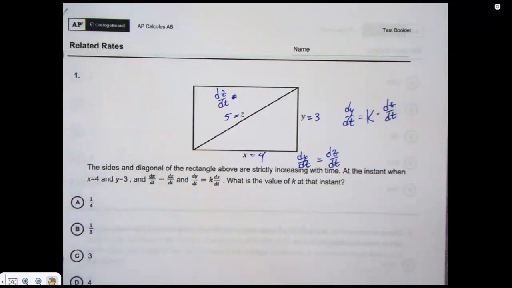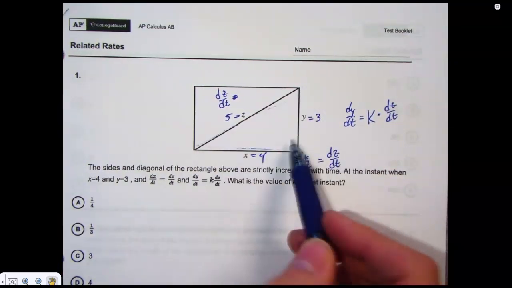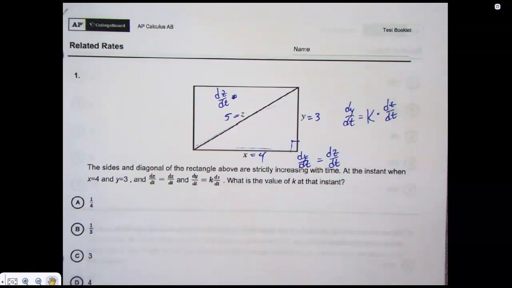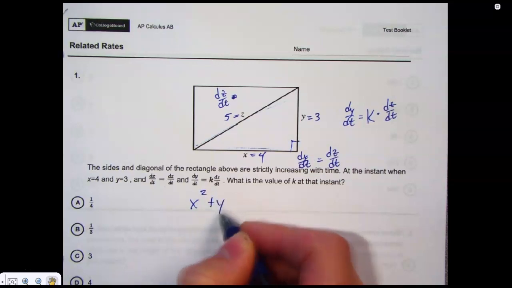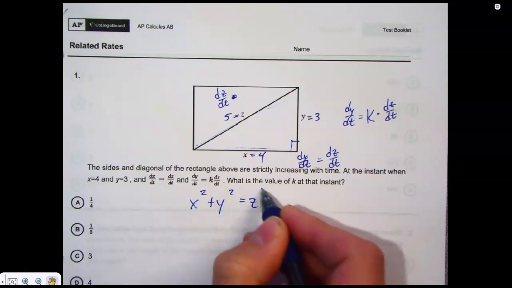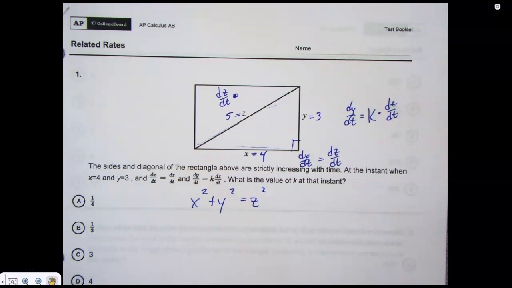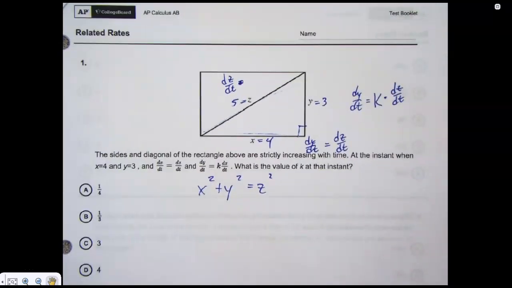My second job would be to find an equation that relates the sides of a right triangle. So what's that? Pythagorean theorem. So I'm going to go x squared plus y squared equals z squared. And we're trying to find k, which is a little different than we're used to. So what do I do now? Take the derivative.